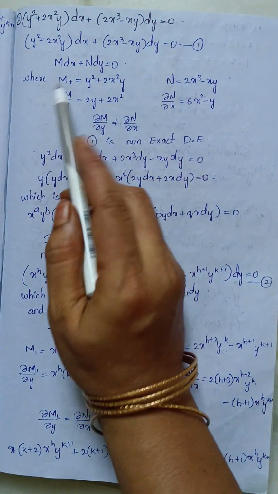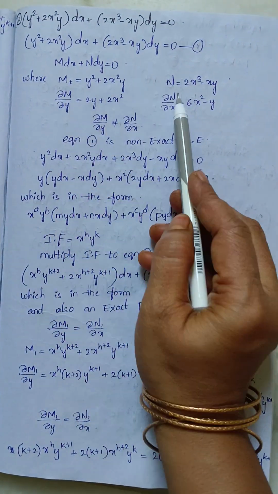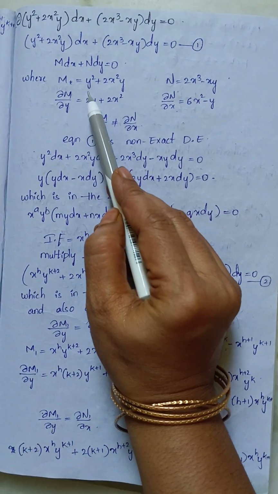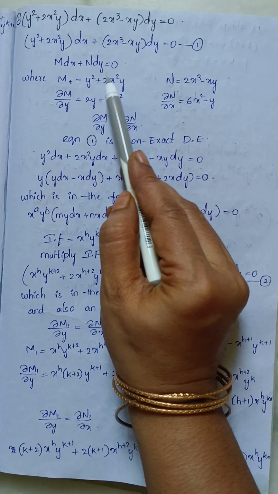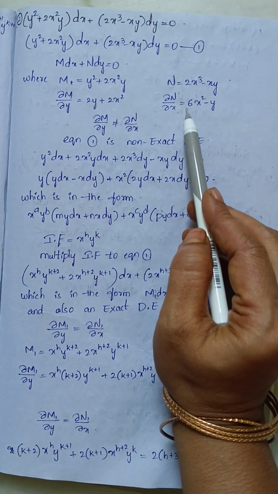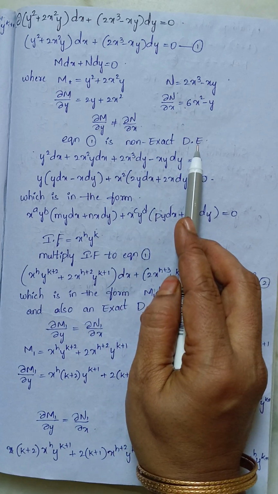See the next problem. Here also we take M and N values and find out dou M by dou y and dou N by dou x. With respect to y, this is 2y. With respect to y this is constant and the y derivative is 1. Similarly dou N by dou x. Both are not equal, which means it is not an exact differential equation.